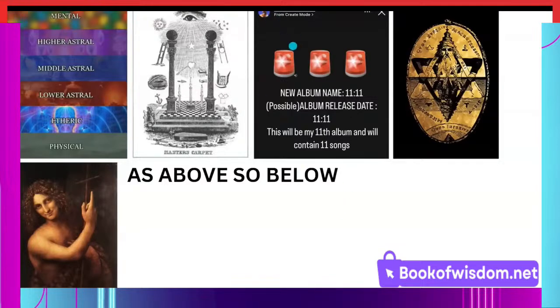Okay, Chris Brown, new album name 11/11, release date on the 11/11. This will be my 11th album and contain 11 songs. All of these people know the occult. This is Hermes Trismegistus with the star of Saturn, the six-pointed star, as above, so below. The mirroring of reality, physical and astral. The two Masonic pillars.